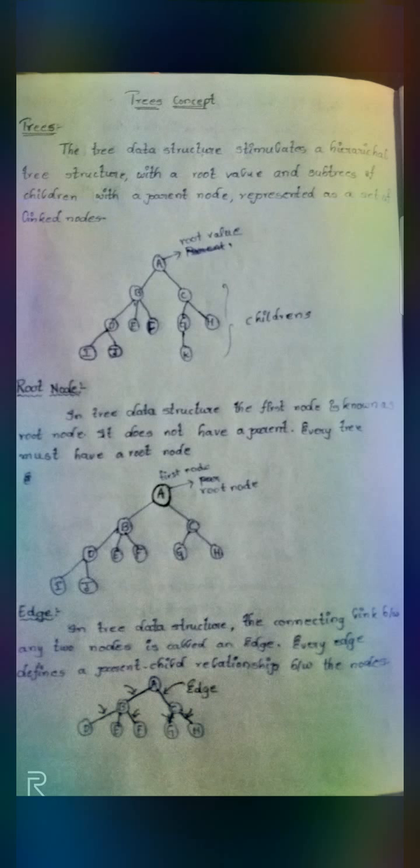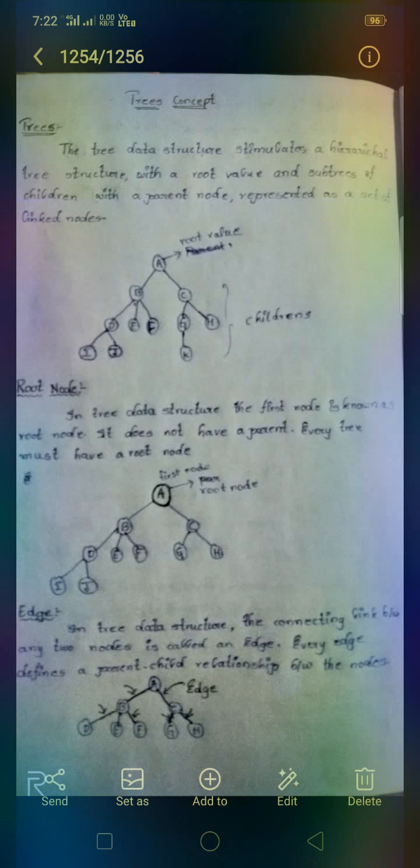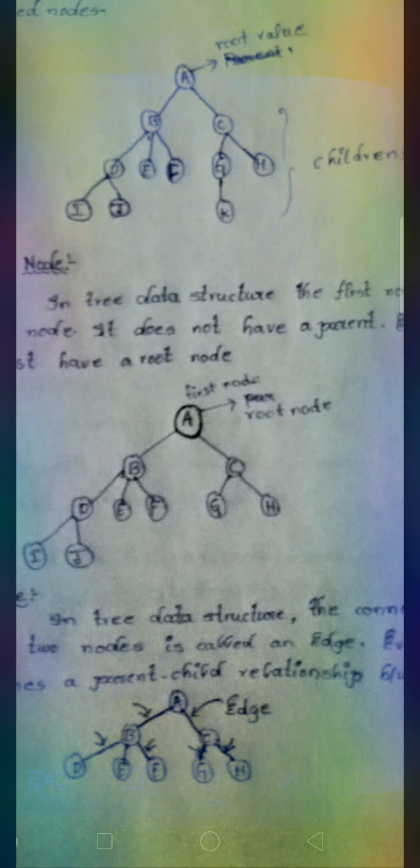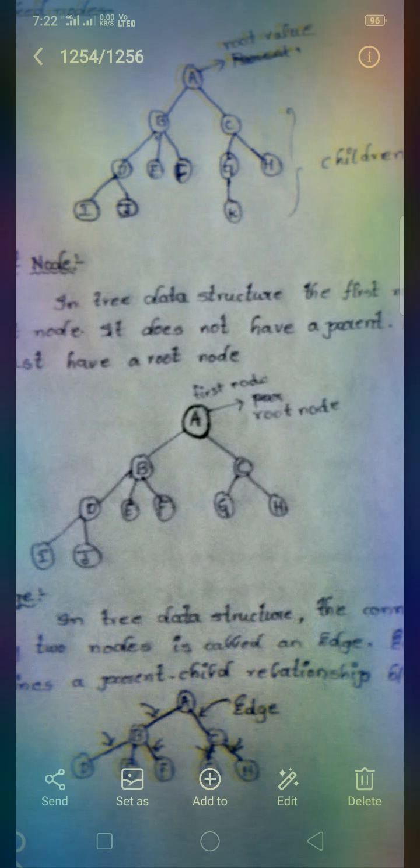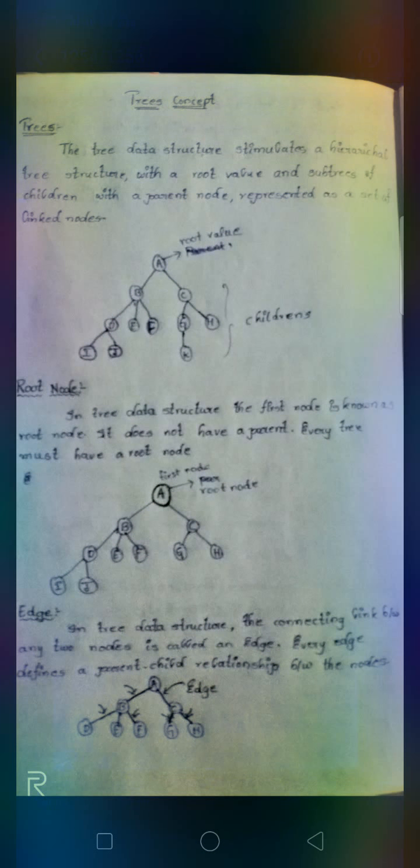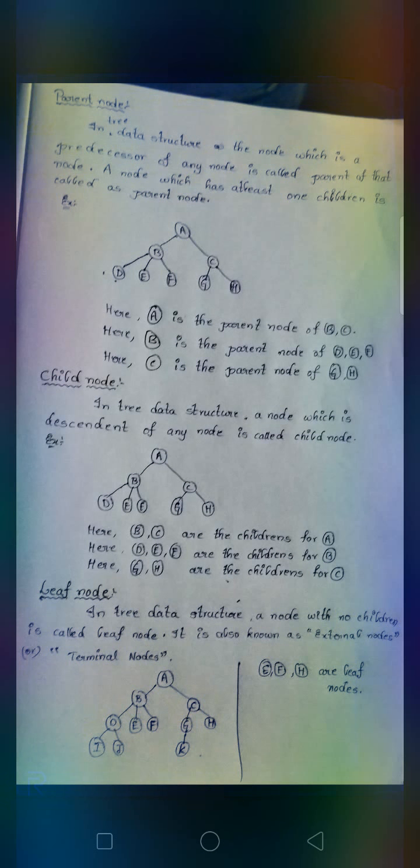Edge. In a tree data structure, the connecting link between any two nodes is called an edge. Every edge defines a parent-child relationship between the nodes. Here in the following diagram, there is a link between the nodes A and B, A and C, B and D, E, F. All these have a linkage. That linkage is called an edge.